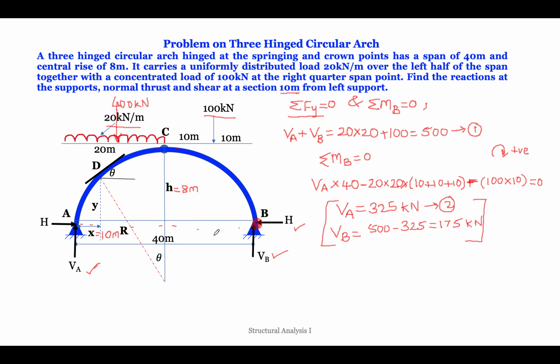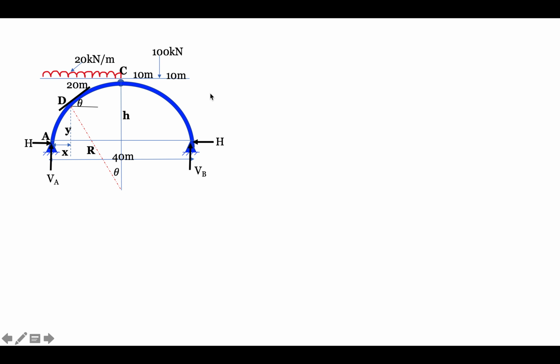Now let us consider the right side portion. So we are just considering the right side portion here. Let us just consider this part only. Just ignore this particular part. Only consider the right part. So here consider moment about point C, and that is 0. Bending moment at hinge is 0.